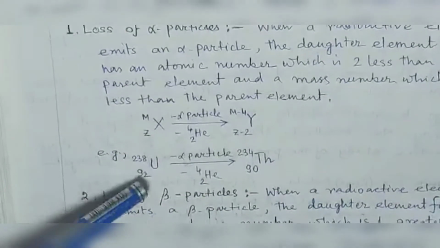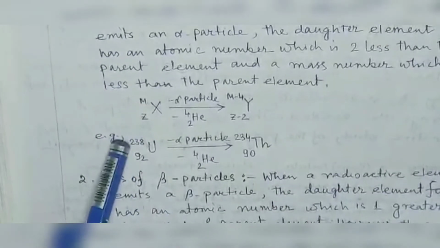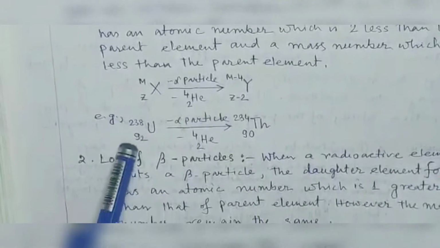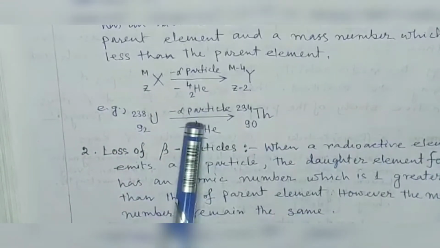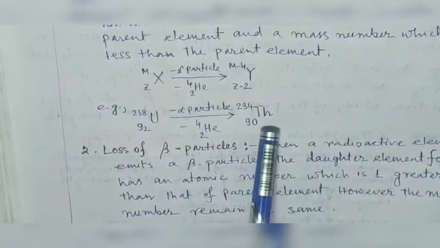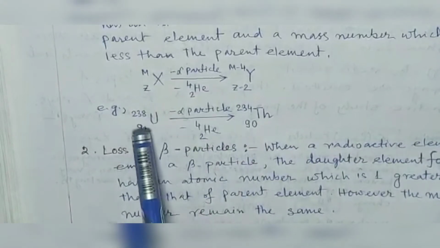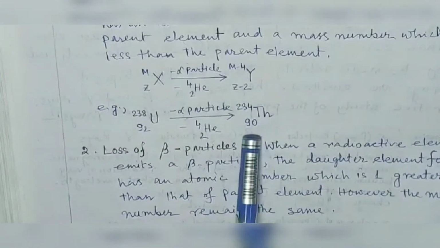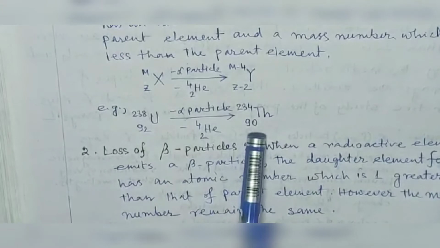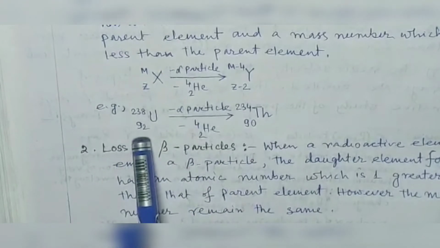For example, uranium is a radioactive element whose mass number is 238 and atomic number is 92. When it emits an alpha particle, it produces thorium whose mass number is 234, which is 4 less than that of uranium, and atomic number is 90, which is 2 less than that of uranium, 92.